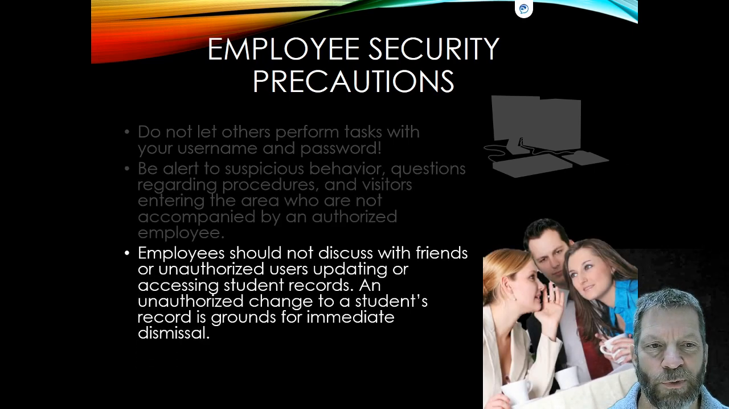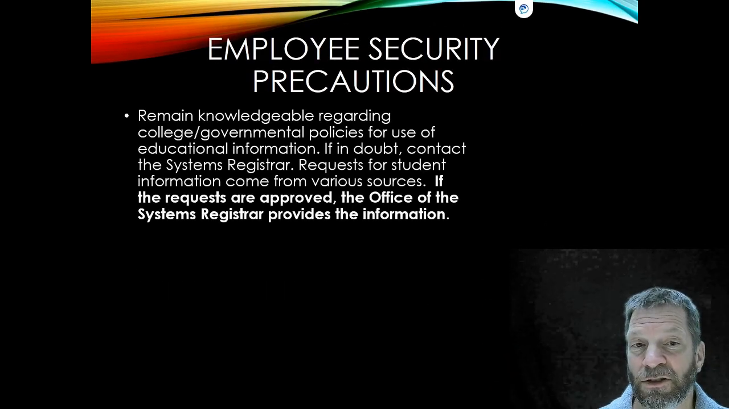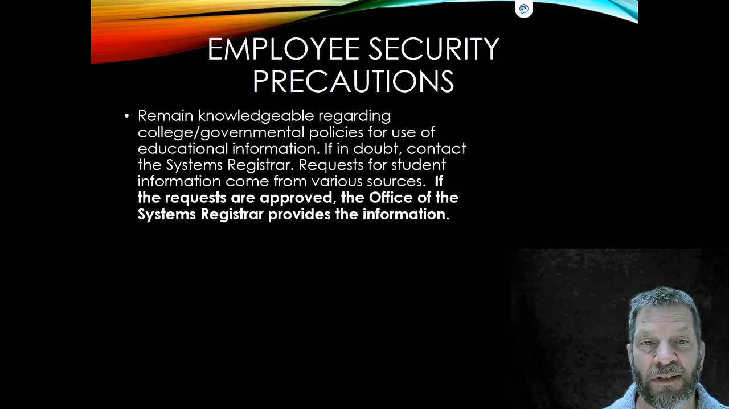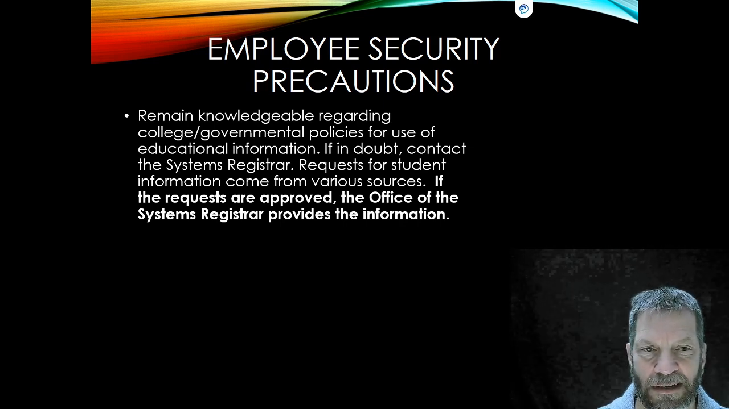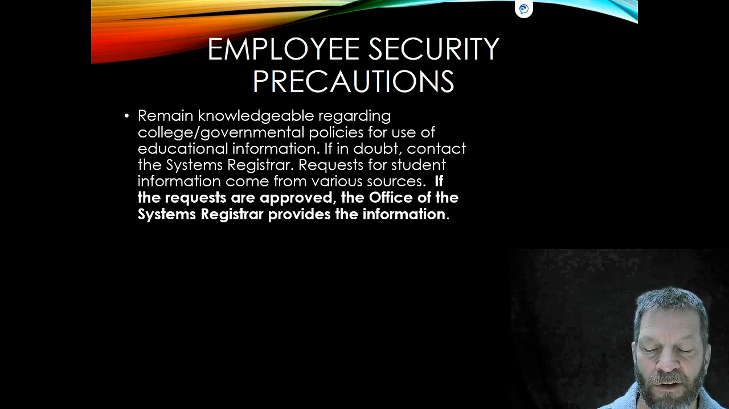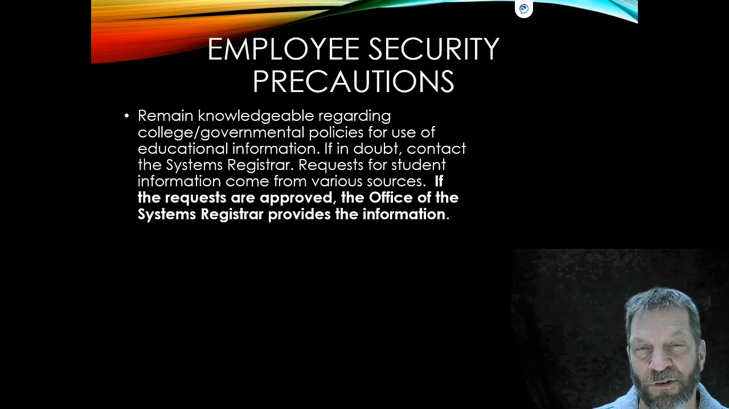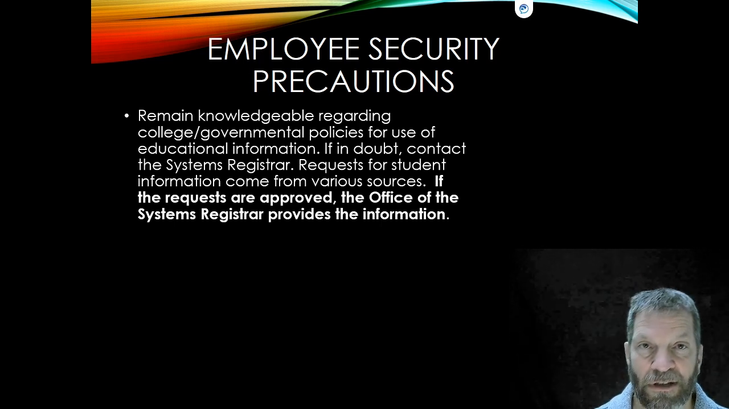Employees should not discuss with friends or unauthorized users, or update or access, student records. An unauthorized change to a student's records is grounds for immediate dismissal. Remain knowledgeable regarding college and governmental policies for use of educational information. Again, if you're in doubt, contact the registrar's office, ask them questions. They'll be more than glad to help you out. All requests for student information should come from the registrar's office. Outside sources requesting information should submit their request to the registrar's office, and the request will come from the registrar's office to you if necessary.